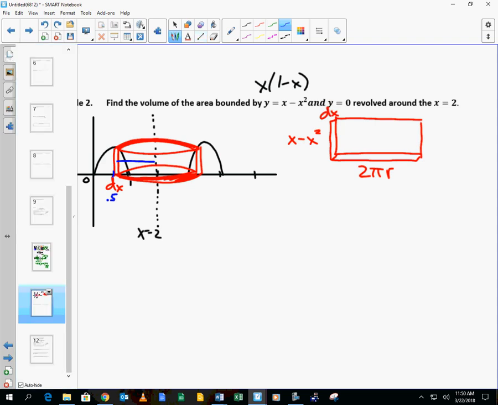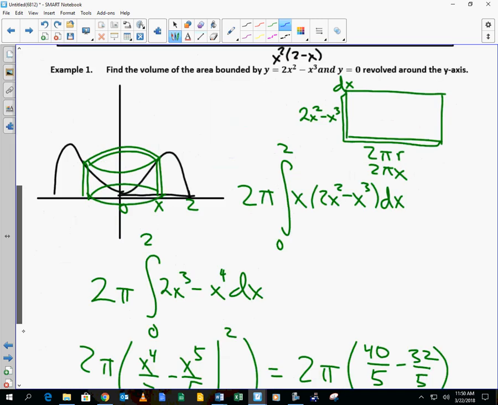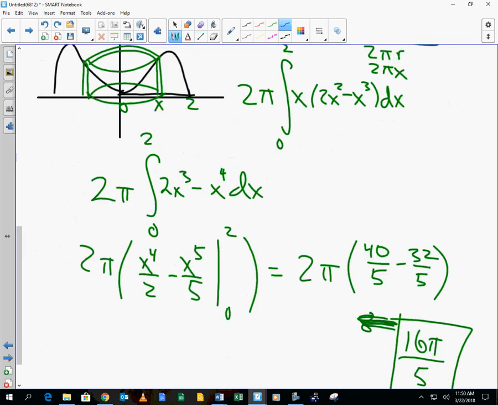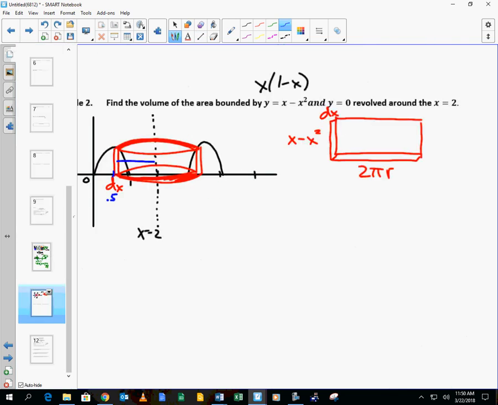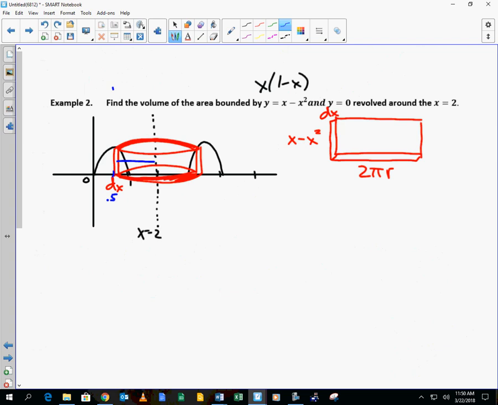Look at how that's consistent with what we did in the previous problem. Here, you evaluated it at x, you did x minus 0, and that distance was x. Well, same thing here. When you do the right minus the left, right is 2, left is x, so the radius is 2 minus x. So that's tricky.